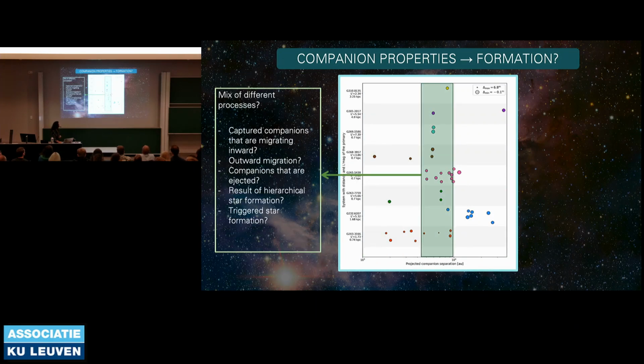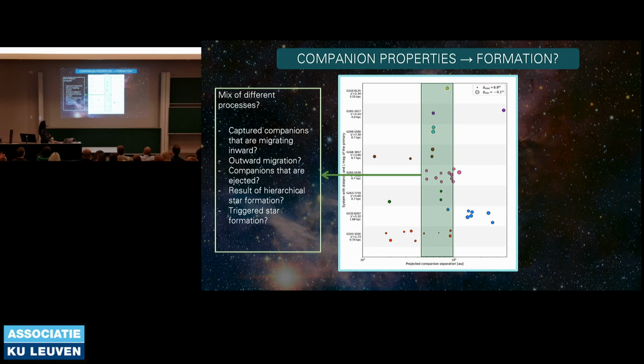There are so many things at play to have a successful migration inward. And then there is this range of companions where there is kind of a gap in the formation theories, where we do not really know what's happening. So these can be captured companions that are maybe migrating inward. There also can be close companions that are experiencing some outward migration as well. That is also possible, like in the disk. If you have some encounters with other companions, then they can be ejected.